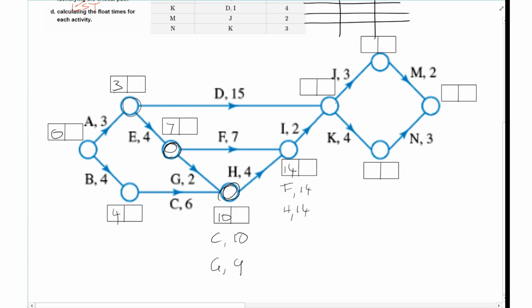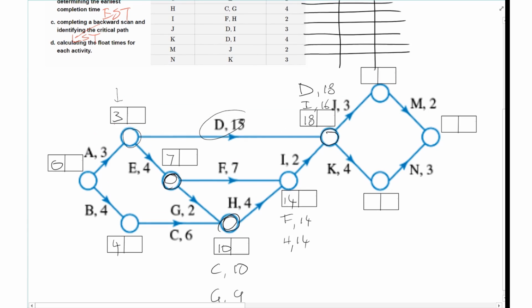Coming up to the start of J and K, I'm going to have D coming in there, and I. So let's put D and I. Coming in from I, 14 plus 2 gives me 16. Coming in from D, I'm going to have 18, because 3 and 15 gives me 18. Biggest number, so I put 18.